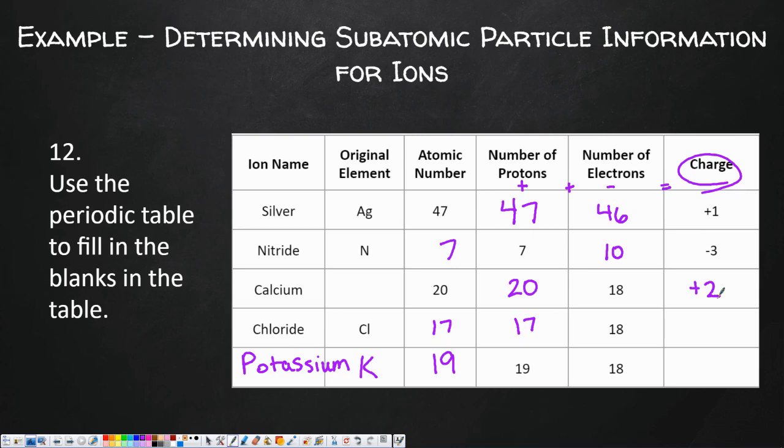I have 17 positive charges for chloride and 18 negative charges. So 17 minus 18, -1. And then the last one is also a +1.